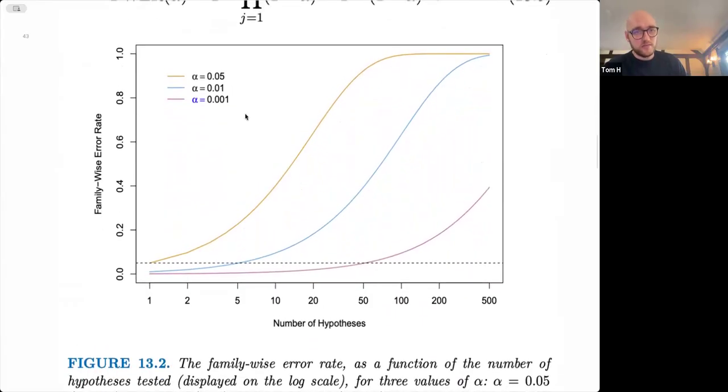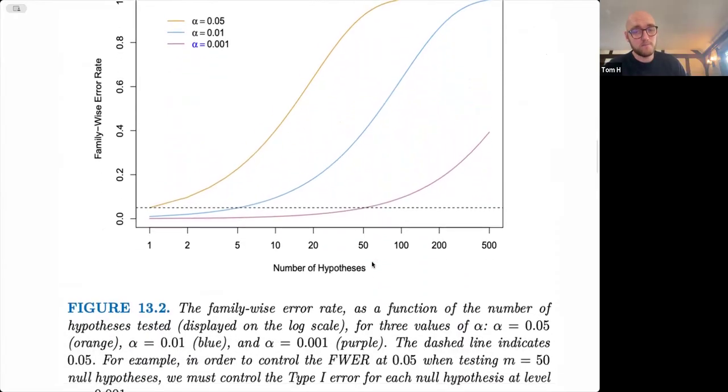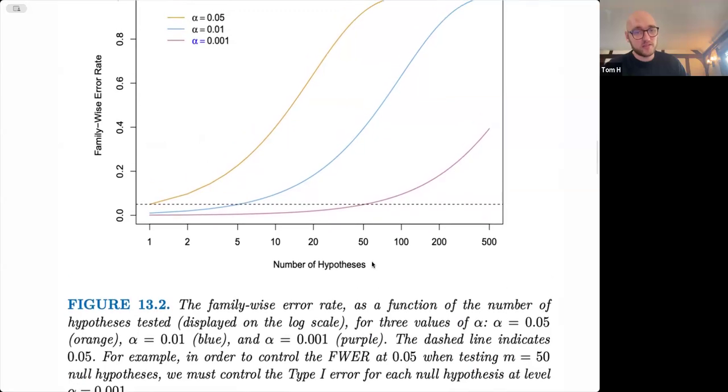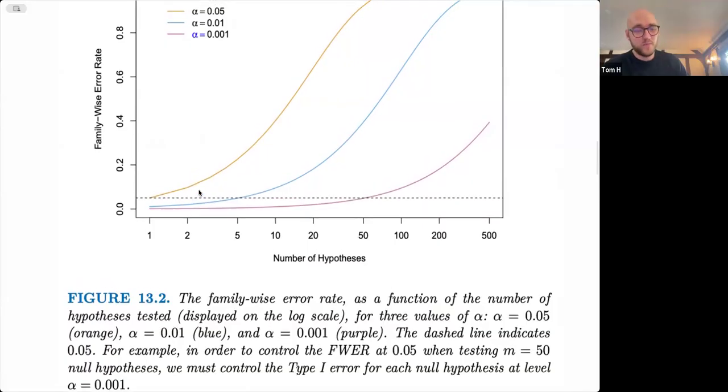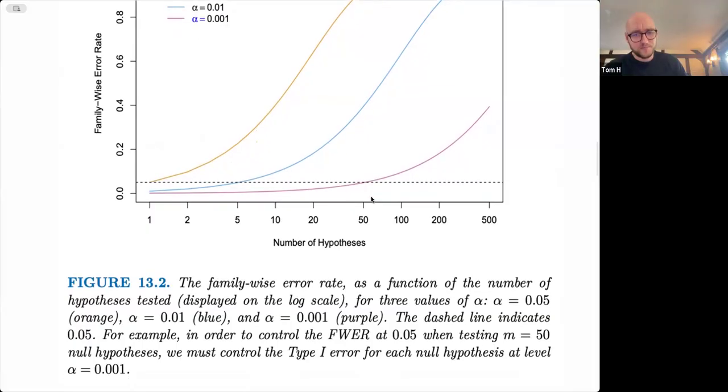And so you can see at different significance levels how this curve changes, how the family-wise error rate increases based on the number of hypothesis tests you are testing. And the dashed line is 0.05, that standard value that you're testing against. And you can see how many hypothesis tests you have to run until you'll make that error basically.